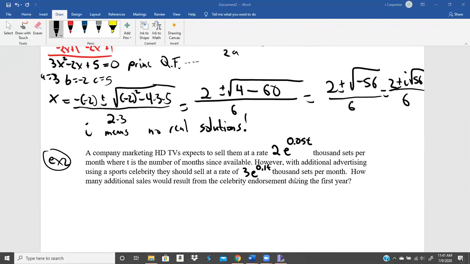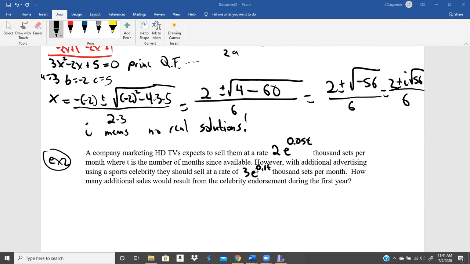Now, I will admit this one would be a pain in the butt to do the algebra that we just did. These are not polynomials and quadratics. You can't quadratic formula your way out of this. Graphing is the best way to tell which one is higher and which one's lower. And the good thing is they're not going to swap.